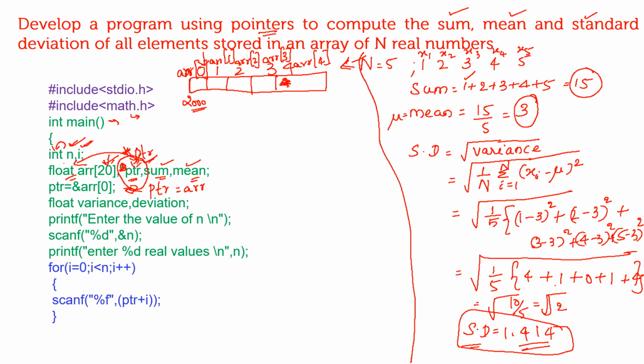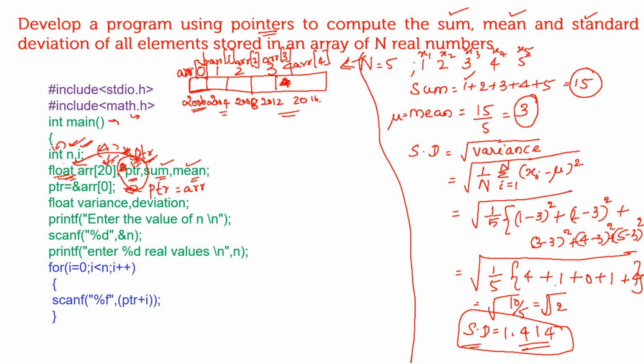Now since it is of type float, what will be the bytes? The size is 4 bytes. So what will be the next address? 2004, then 2008, then 2012, then 2016. This will be the size or bytes allocated. So the first address will be 2000, the second address will be 2004. Keep on adding 4, because it is of data type float and the size of a float is 4 bytes. I hope you know this concept.